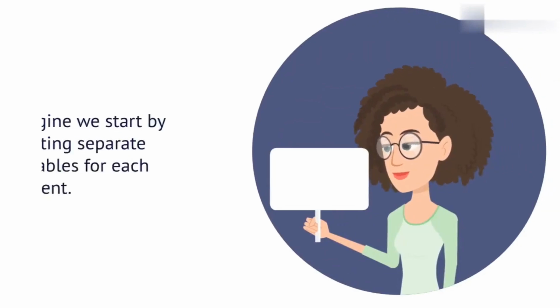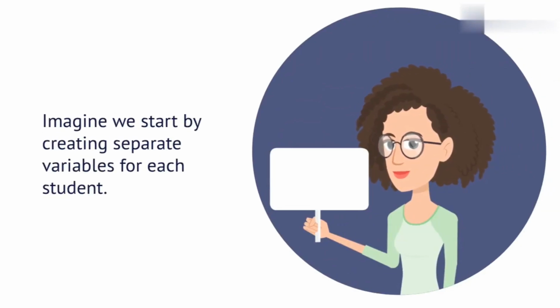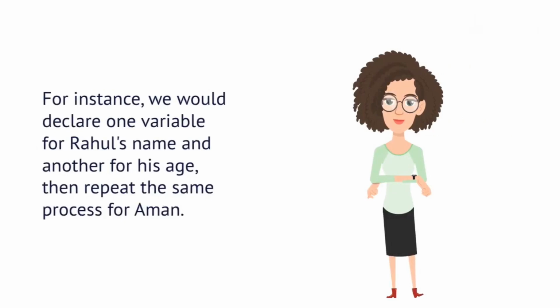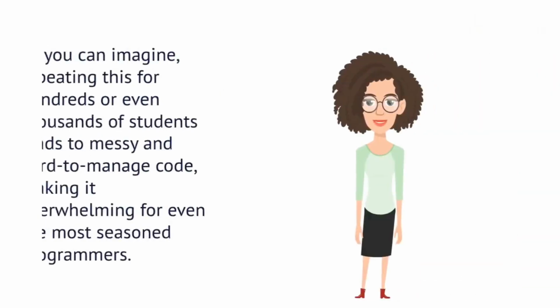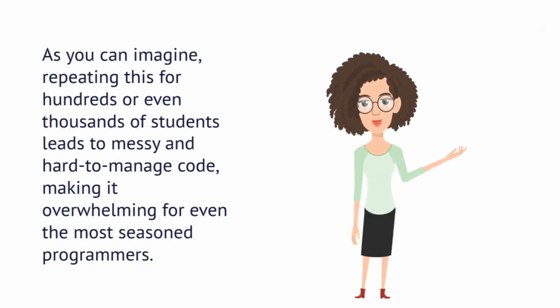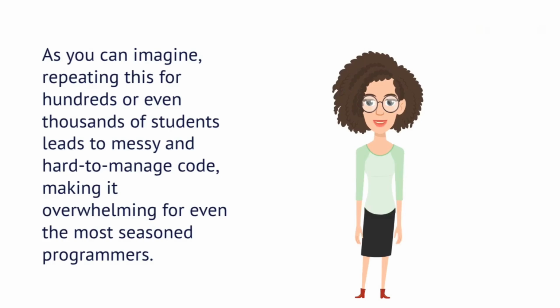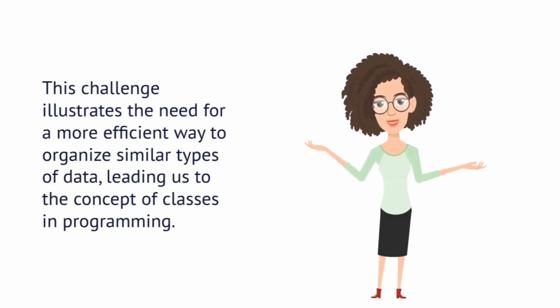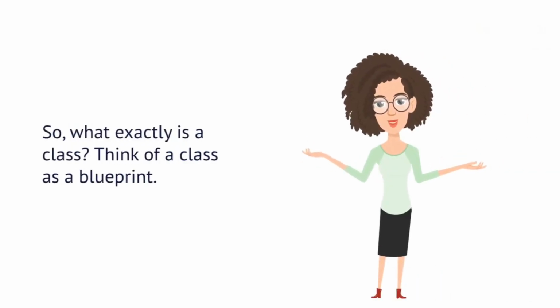Now imagine we want to store information about students in a school. At first, it might seem very easy. We could simply create separate variables for every student. Something like this: string student1 name equals Rahul, int student1 age equals 20, string student2 name equals Aman, int student2 age equals 21. And this process keeps repeating again and again. Now imagine doing this for hundreds or even thousands of students. Very quickly, the code starts becoming messy, difficult to manage, and difficult to understand. At this point, even the programmer starts questioning life.